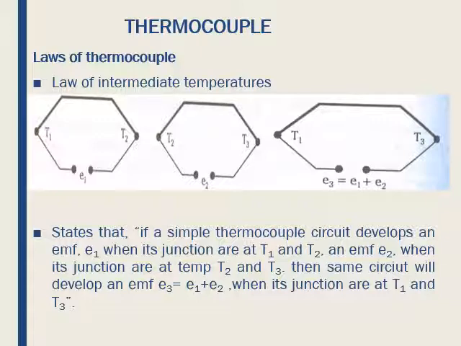For example, if a thermocouple is calibrated for a reference junction temperature of 0 degree Celsius and used with a junction temperature at 20 degree Celsius, then the correction required for the observation would be the EMF produced by the thermocouple between 0 degree Celsius and 20 degree Celsius.